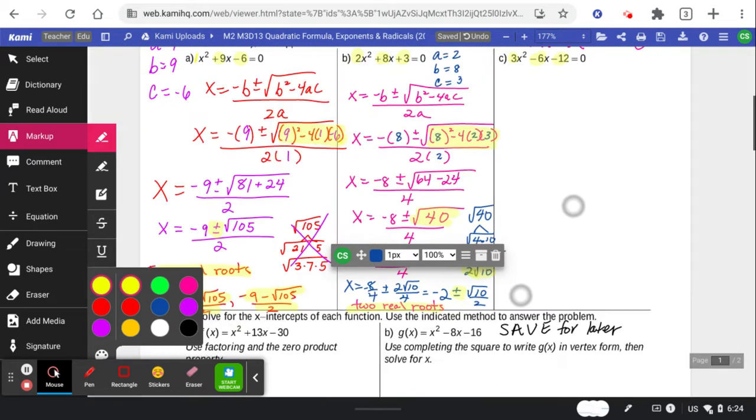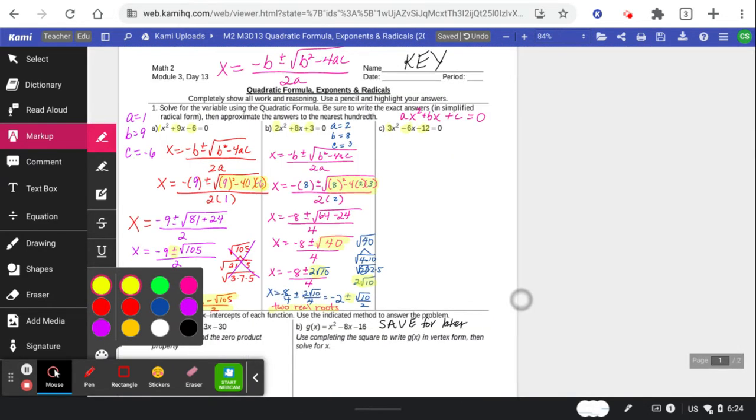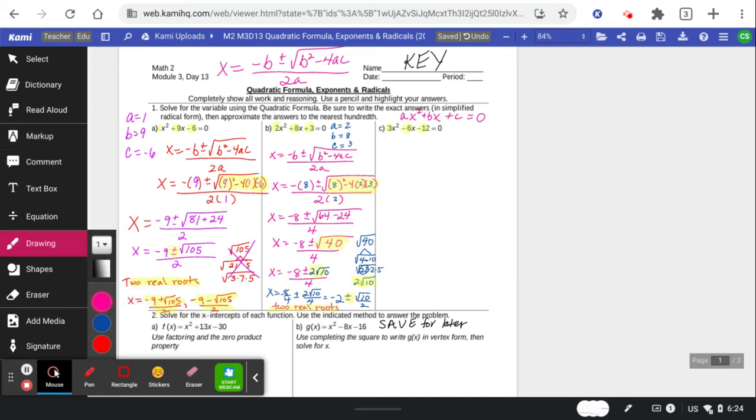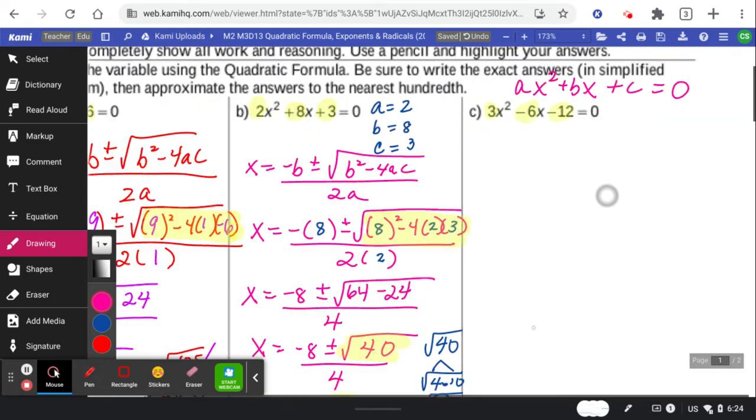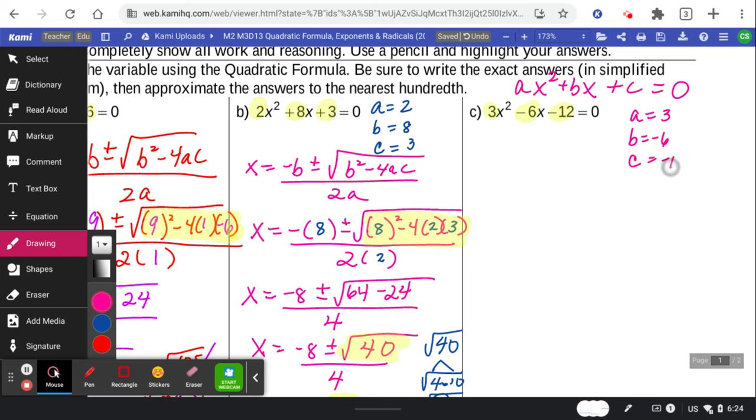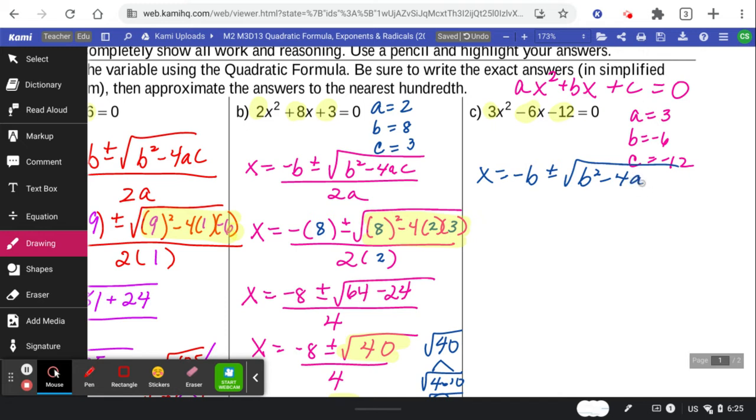All right, how'd you do on that one? Pause the video again, like for real, and try this. All right, let's see how you did. A is 3, B is negative 6, and C is negative 12. Write out the formula. X equals negative b plus or minus square root b squared minus 4ac all over 2a.